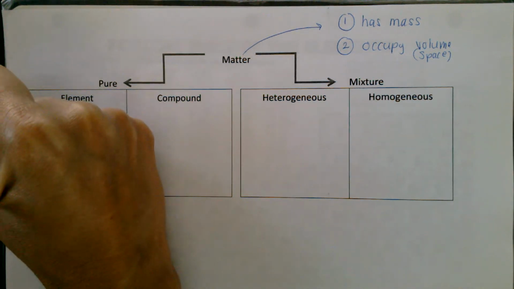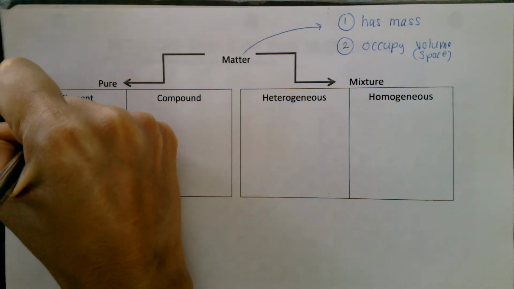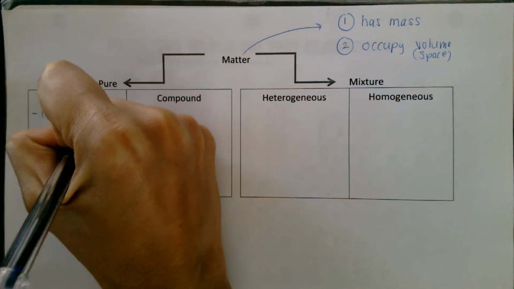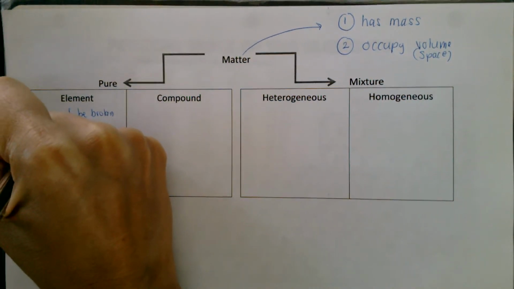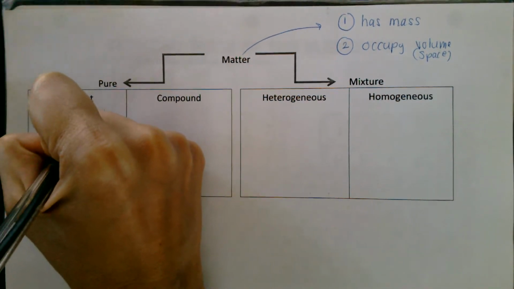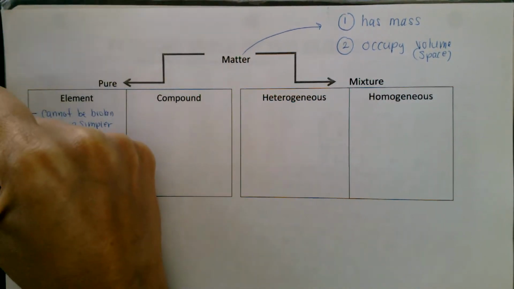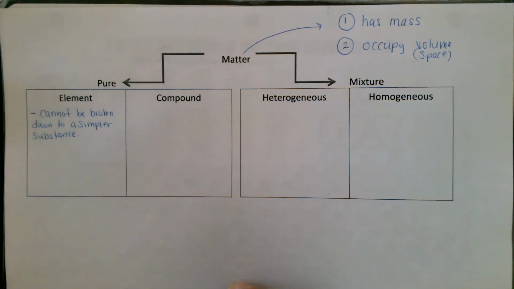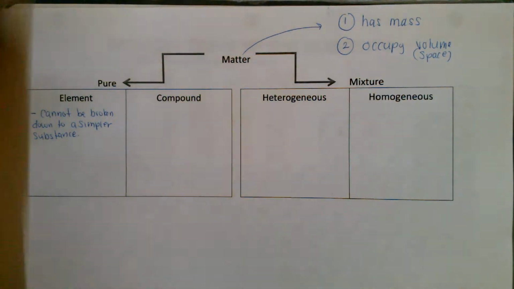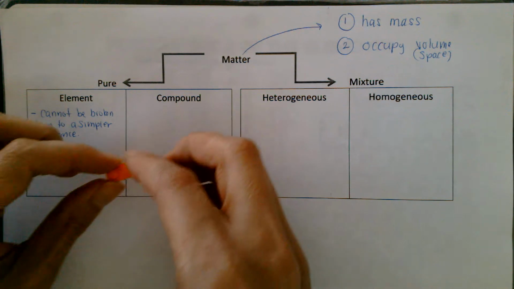So an element is something that cannot be broken down to a simpler substance. Okay, so it cannot be broken down into a simpler substance. So it's sort of the simplest, most basic form of matter. So I like to think of elements as kind of like building blocks, so kind of like Legos.